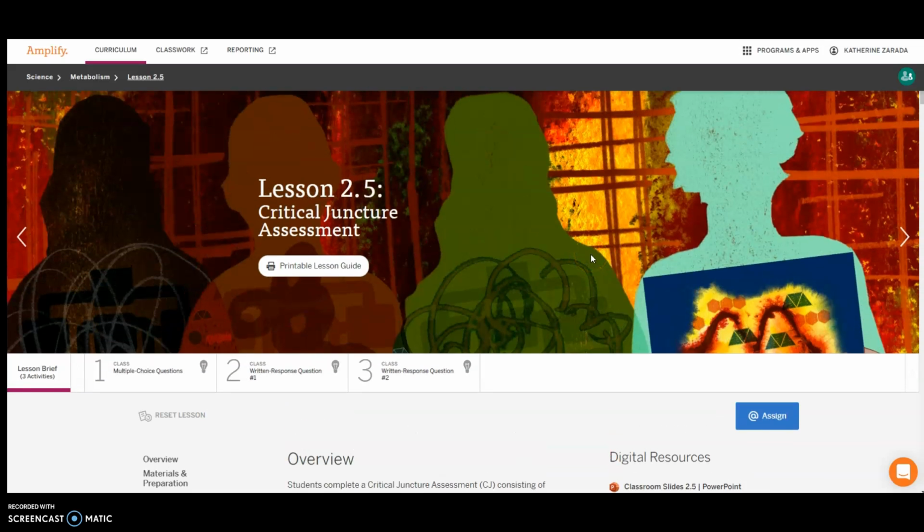So this lesson is 2.5. It's actually our critical juncture. Can you believe we've already made it halfway through this unit? It's kind of crazy to think about, but we are on lesson 2.5, the critical juncture assessment.